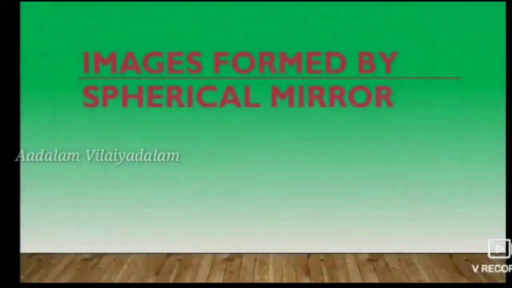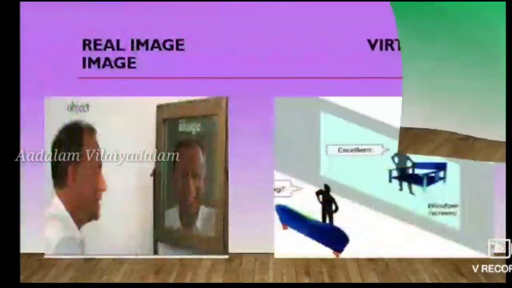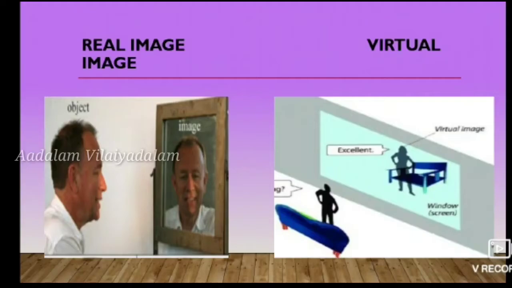And next I will explain about images formed by spherical mirror. In a spherical mirror, two types of images are formed. The first one is real image and the second one is virtual image. The real image can be formed on a screen, and the virtual image cannot be formed on a screen. It can be formed apart from the screen.